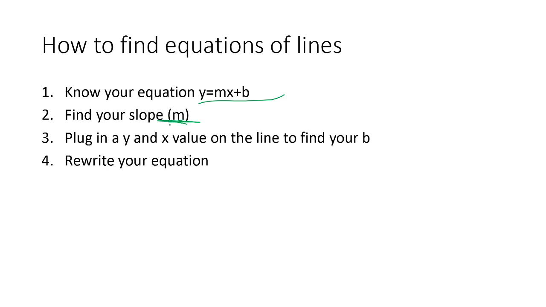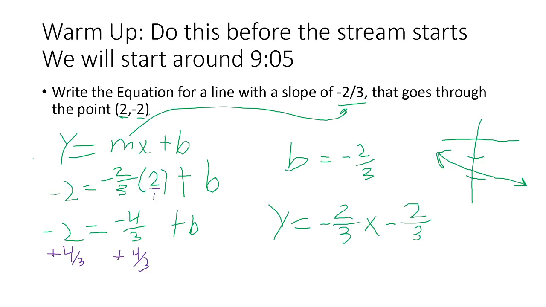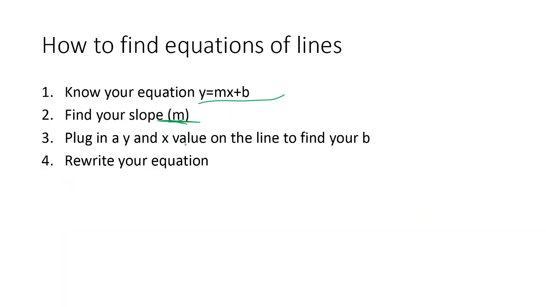We have to find how steep the line is. Then we take a y and x that's on the line. Like last time, we used 2 and negative 2. We just take some point that we know and plug that in for y and x with our m. Then we solve for b. Once we solve for b, we have to make sure we rewrite our equation.